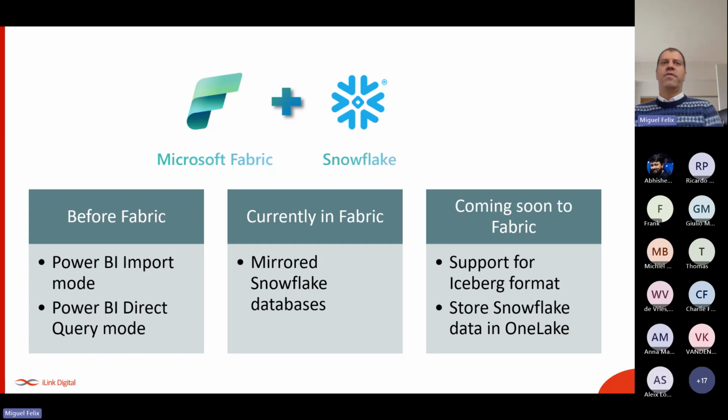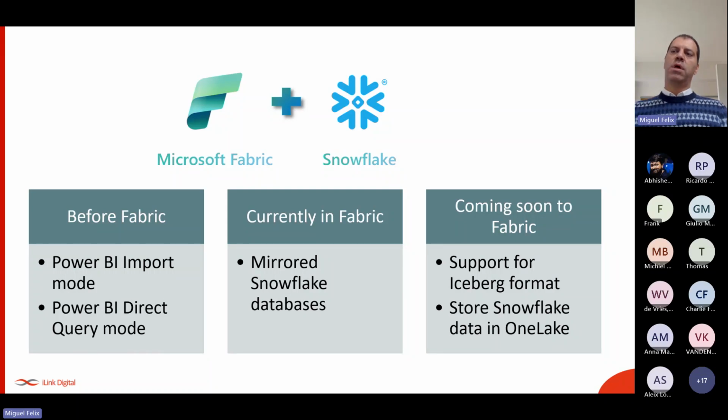So just a small summary on this before we conclude and go to our questions. Before Fabric, we had basically 2 modes of getting our data: import mode and direct query. In Fabric, we also have the mirror, in this case, mirror Snowflake databases. Coming soon to Fabric, there will be support for Iceberg format and also storing Snowflake data in OneLake. So this example that we were seeing was the store of Snowflake data into OneLake directly. So this is some of the future of Fabric and Snowflake working together.